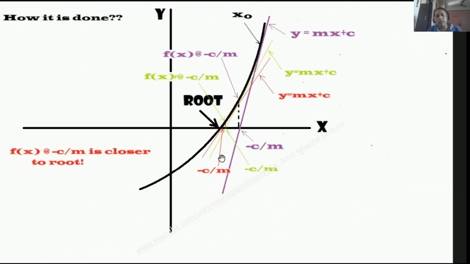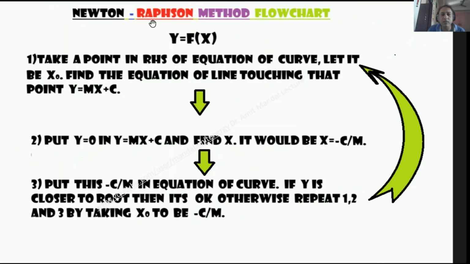So what are the steps involved in the Newton-Raphson method? That we will take. See, suppose the function is y equals f(x). Take a point on the equation of the curve. Suppose that value is x naught. Putting x naught, you will get y. Find the equation of the line touching that point, meaning develop the tangent, that is y equals mx plus c, which we can find out.